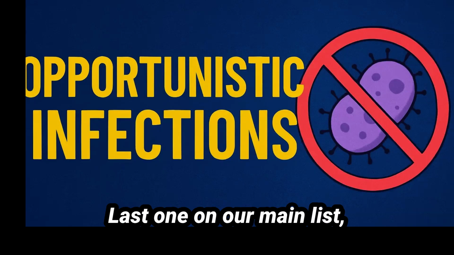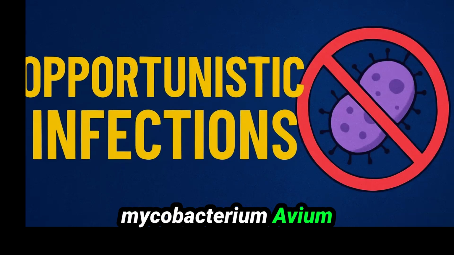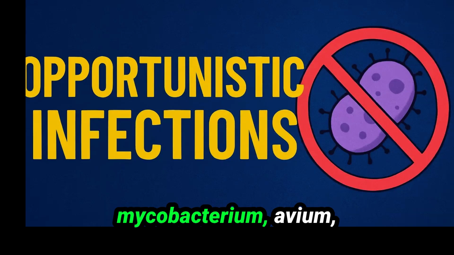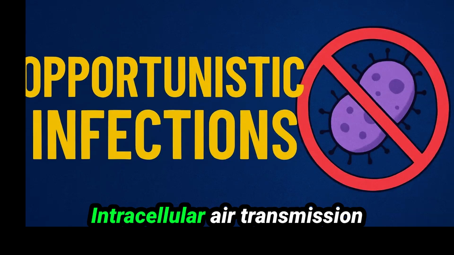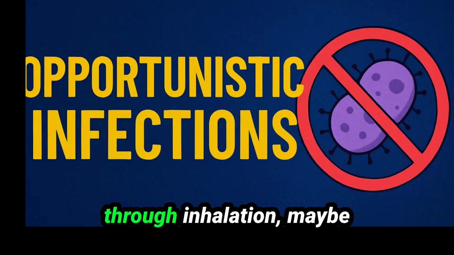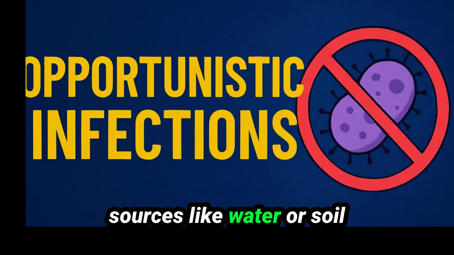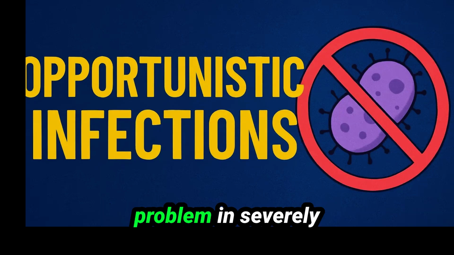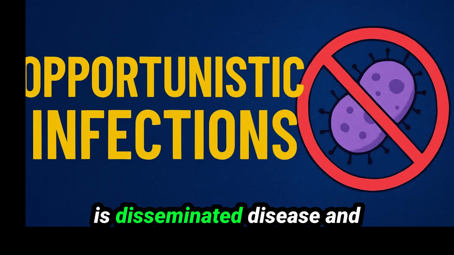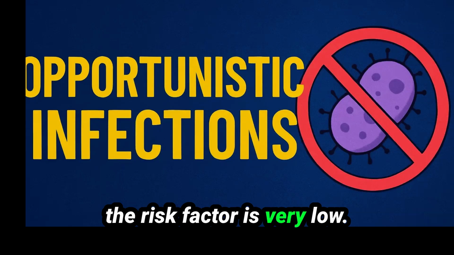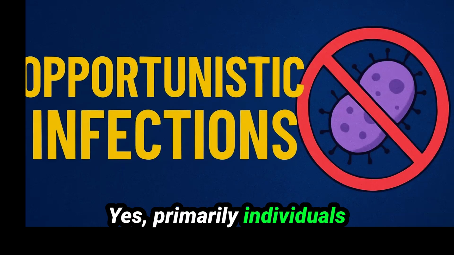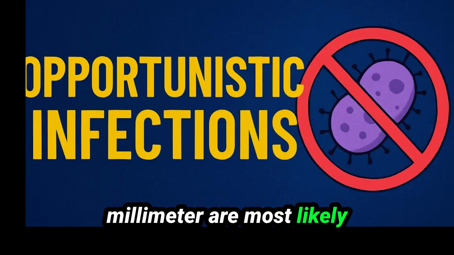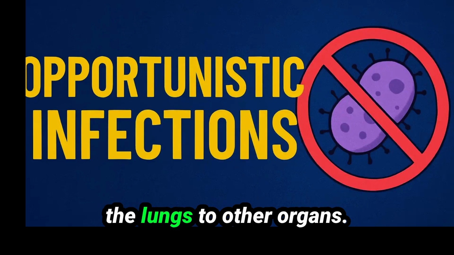Okay, that makes sense. Last one on our main list, Mycobacterium avium complex, or MAC. Right, MAC. This usually involves Mycobacterium avium and Mycobacterium intracellulare. Transmission seems to be mostly through inhalation, maybe from environmental sources like water or soil, rather than ingestion. It often starts in the lungs, but the real problem in severely immunocompromised folks is disseminated disease. And the risk factor is very low CD4 counts. Yes, primarily individuals with HIV and CD4 counts below 50 cells per cubic millimeter are most likely to get disseminated MAC, where it spreads beyond the lungs to other organs.